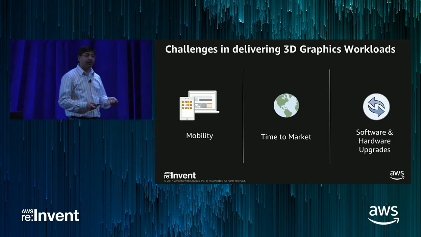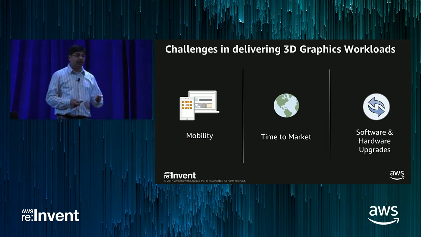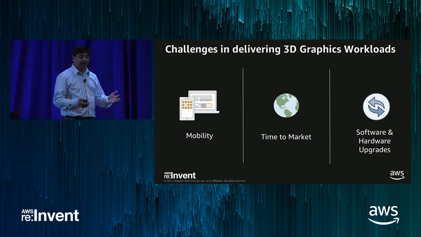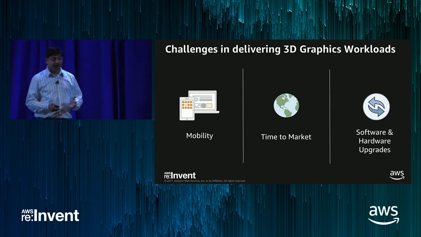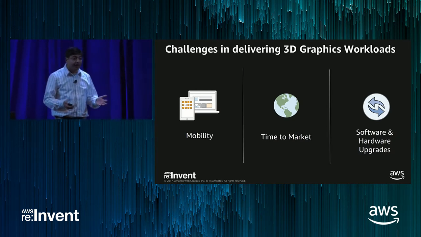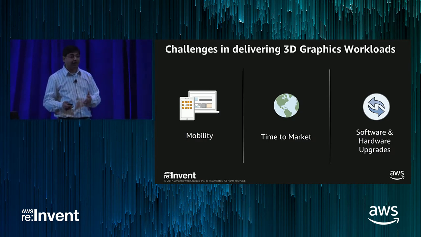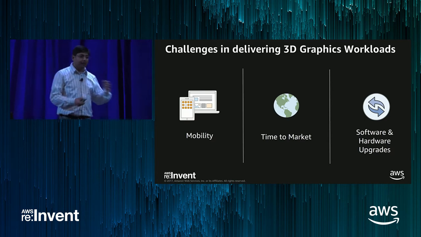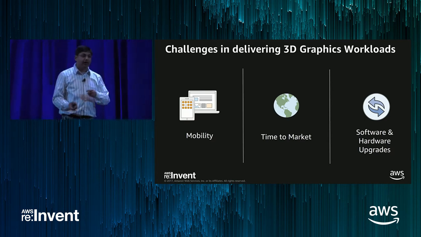But last but not least, as companies are trying to iterate really fast, they're faced with this challenge: I've already spent on this expensive workstation, and sometimes the software is not compatible with the older GPU, and sometimes the GPU is no longer the latest generation that your customers or end users actually want to use. So you're faced with this dichotomy of, do I buy expensive hardware or do I buy non-expensive hardware, and when do I upgrade and how do I upgrade?